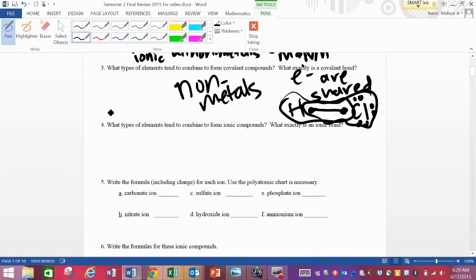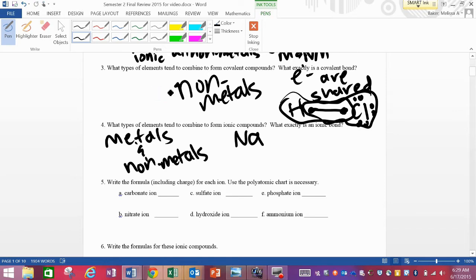What types of elements tend to form ionic compounds? So again, this is metals and nonmetals. What exactly is an ionic bond? Well, let's take an example like sodium. Sodium has 11 total electrons. It's got 1 valence electron. Chlorine has 35 electrons. It has 7 valence electrons. So it would really like to gain 1 more.